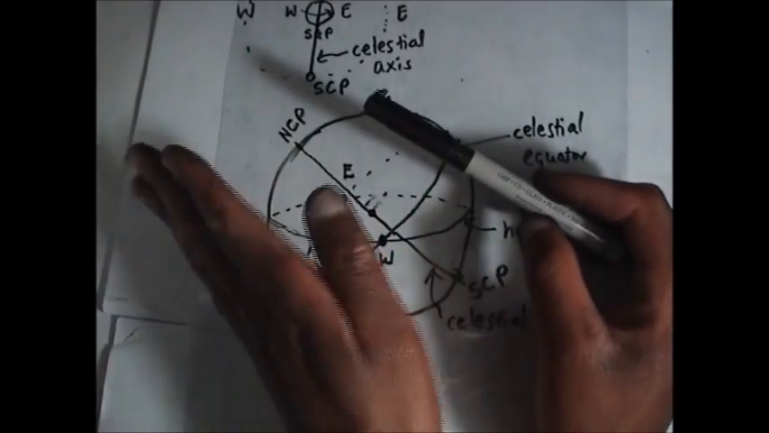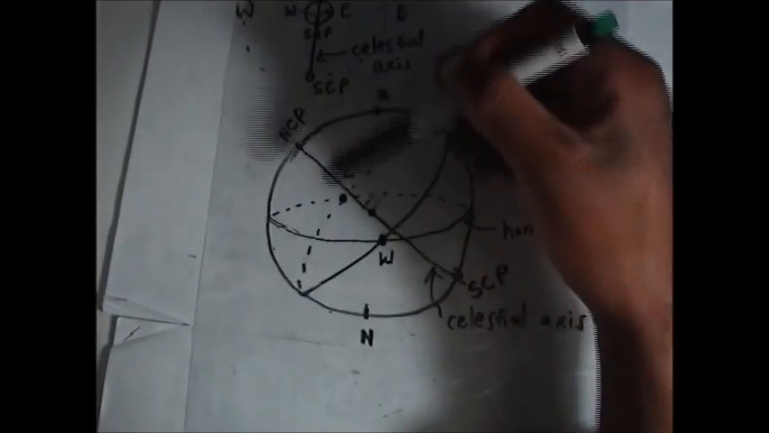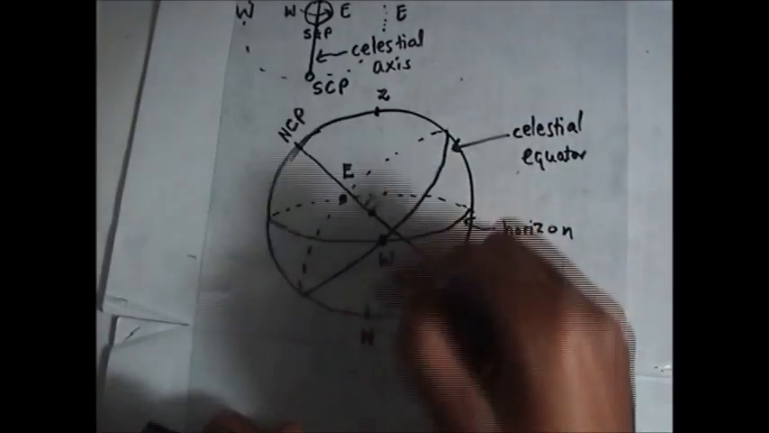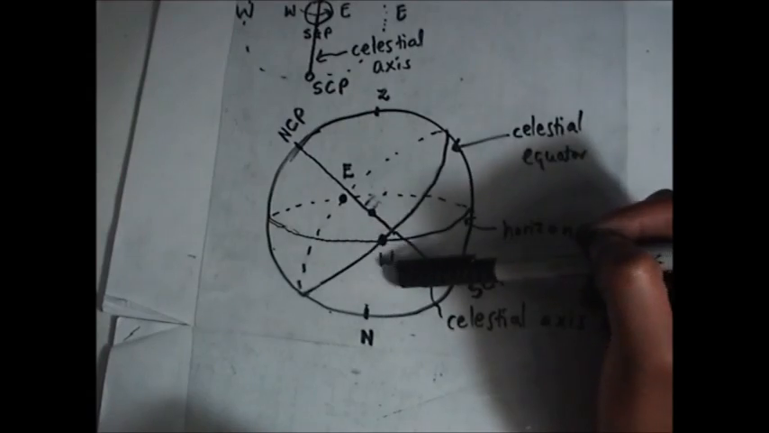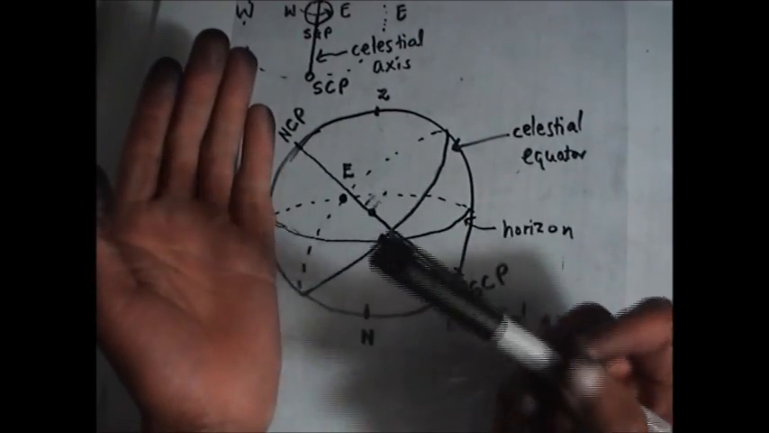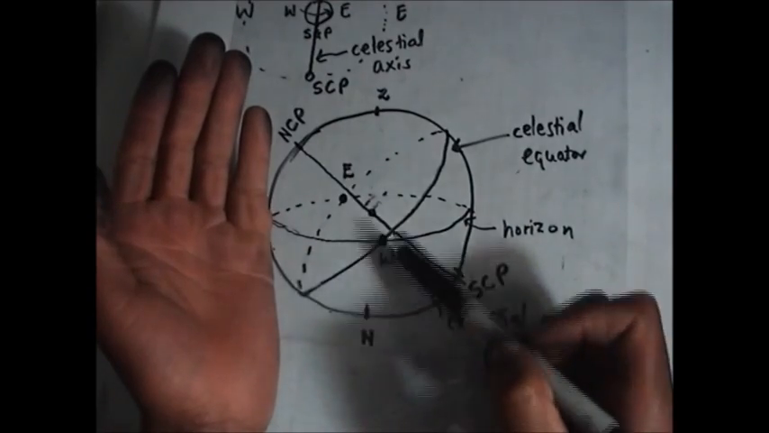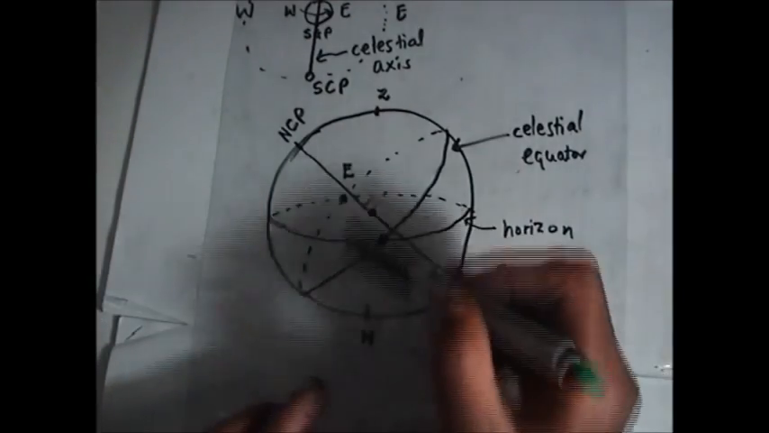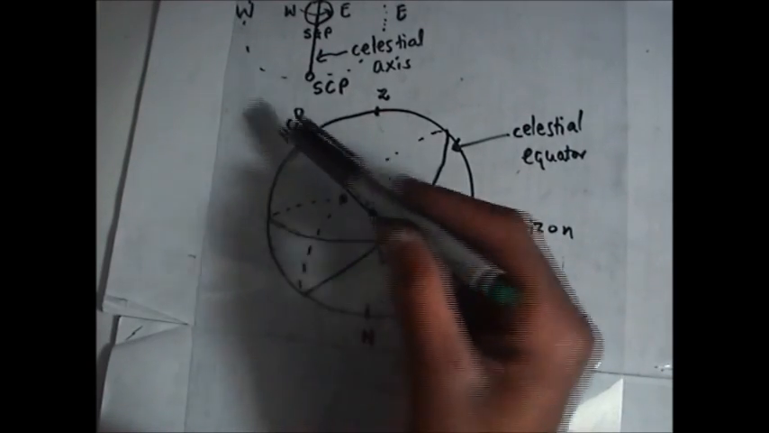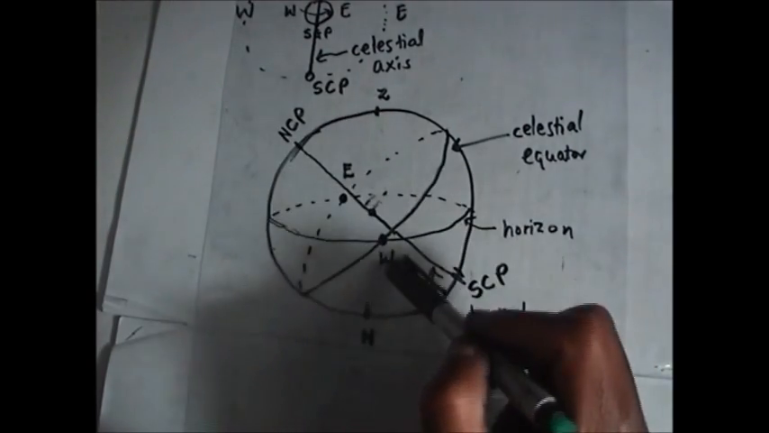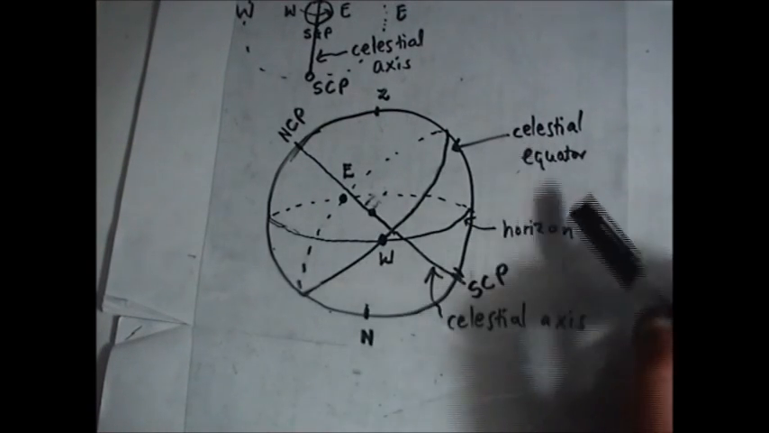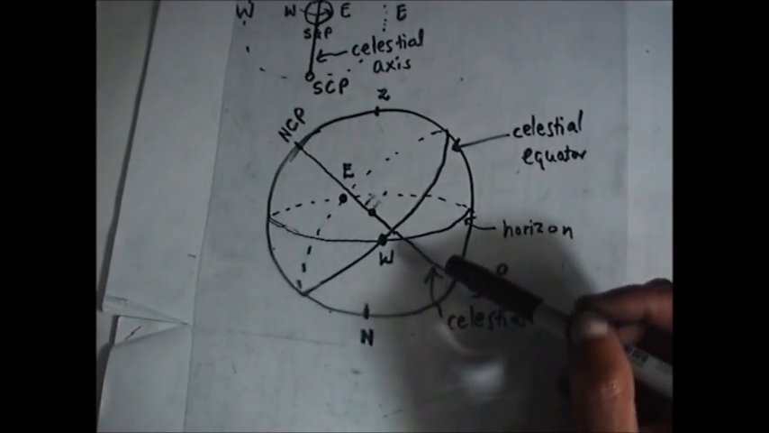If the person is facing this side, then definitely his right hand side will be that side, so the east point will be there and his west point will be here. If the person was facing the other side, then his east point would be up out of this page on the west side. Here we are saying this person is facing the north celestial pole, so the east point is that side and the west point is there. So these are the 2 points where the celestial equator meets the horizon.